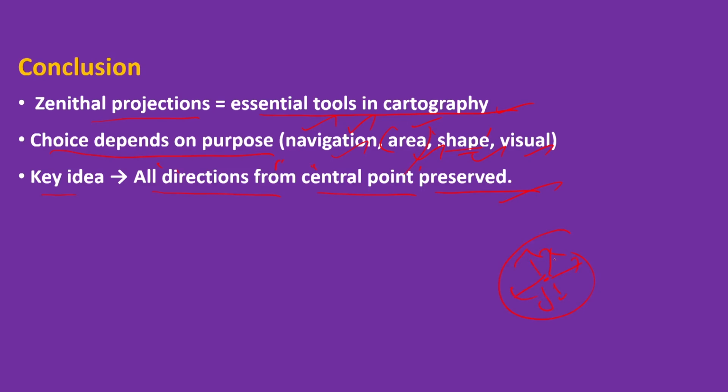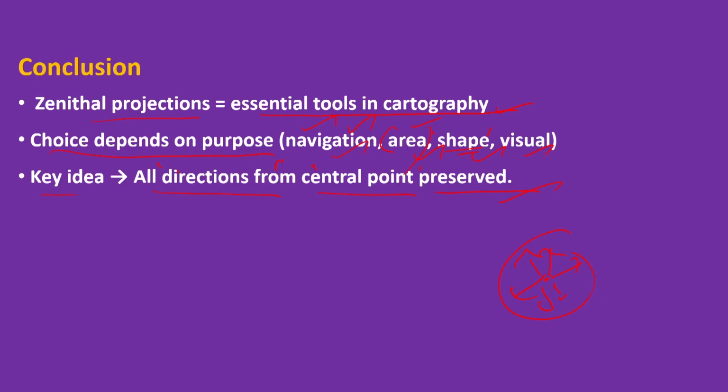That is the overall understanding of zenithal or azimuthal projection, and as a geography student or geospatial expert, you need to take a call while deciding the projection. You have to see the project requirement and decide whether it is navigation, area, or shape. Based on that, you have to choose the appropriate projection so that the accuracy level will be high. If you choose an inappropriate projection, then you may have an accuracy issue.